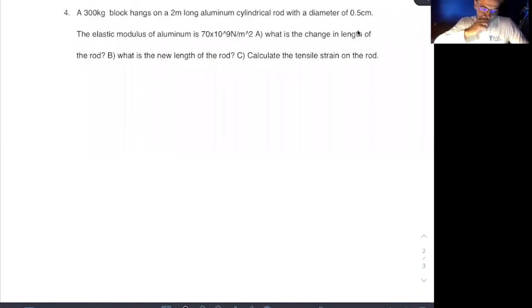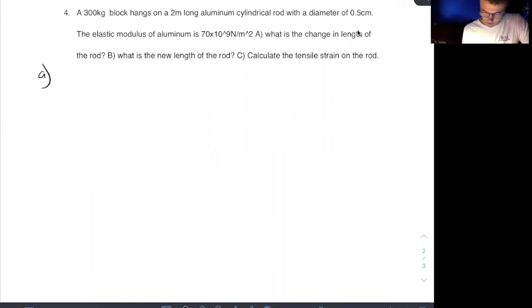Okay, number 4. A 300 kilogram block hangs on a 2 meter long aluminum cylindrical rod with a diameter of 0.5 centimeters. The elastic modulus of aluminum is that number. What is the change in length of the rod? What is the new length of the rod? Calculate the tensile strain on the rod. Okay, so A, let's start with it. What is the change in length of this rod?